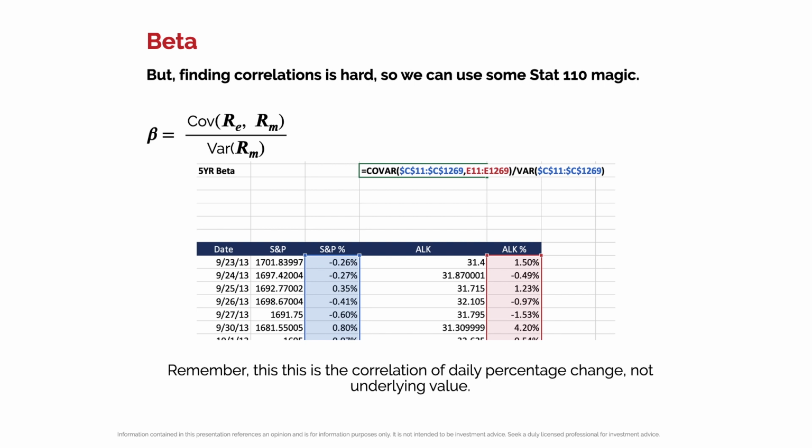You can see a little Excel snapshot for the S&P and Alaska Airlines, ALK. We look at the S&P percent and the ALK percent. Remember, this is the correlation of the daily percentage change, not of the underlying value. We need to normalize it somehow. Here we see the S&P percentage change and the ALK percentage change. On that first day, S&P went down and Alaska went up, a negative correlation. But on another day, they both went down, a positive correlation. The next day, they both went up.